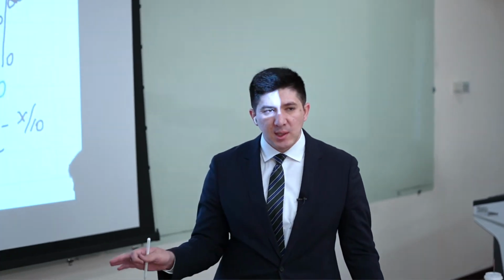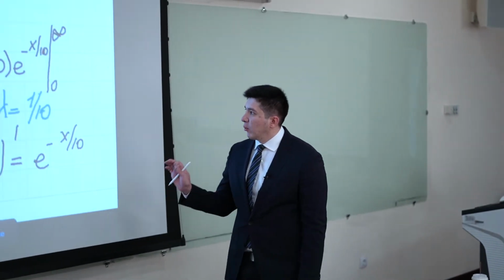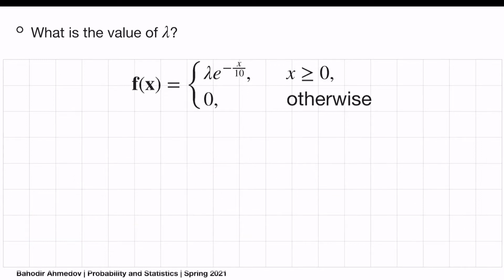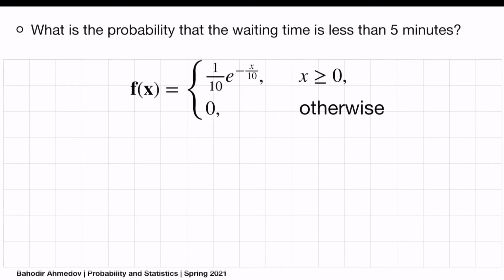Okay? So if the density function is given like this, where lambda is some constant, then lambda should be equal to 1 over 10. Only in this case, it is going to be a proper density function. Not when lambda is equal to 0 or 1 or 1 over 2. It is exactly this value, 1 over 10. So now we can just substitute lambda to be equal to 1 over 10 and evaluate the probability. So what is the probability that the client is going to wait for less than 5 minutes?